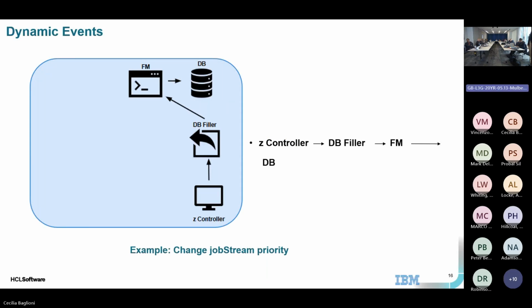Another important event is the dynamic event. So in this case, every change that you have made on the current plan will be reflected on the database. The flow starts from the Z controller with the event reader through federator and ends on the database, and obviously on the new orchestration monitor. Also in this case, we can see an example changing a job stream priority.